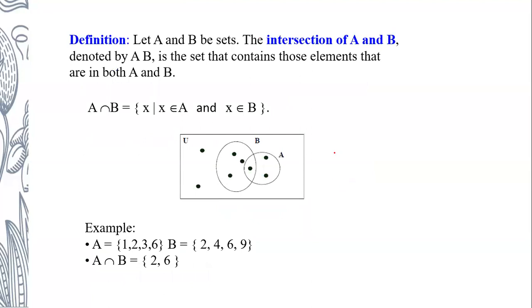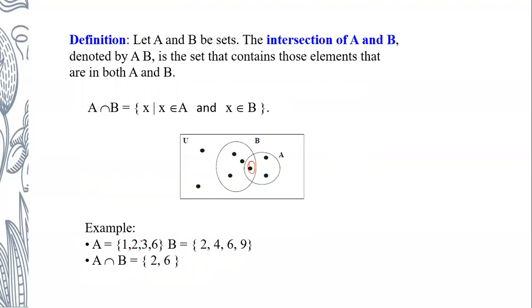Similarly, intersection, which is very simple to understand. Intersection is nothing but the elements which belong to both A and B. You can see x belongs to A and x belongs to B. Whichever elements belong to both A and B form A intersection B. Now this is the area, you can see, which belongs to both A and B. This comes under A intersection B, the elements which are common.